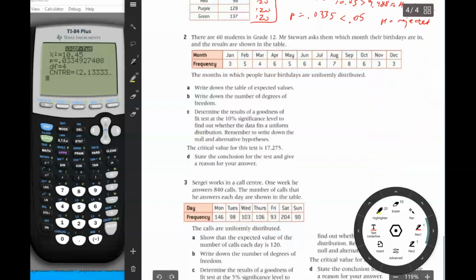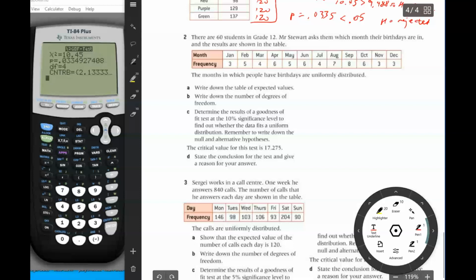Okay, let's go to number 2. There are 60 students in grade 12. Mr. Stewart asked them which month their birthdays are in, and the results are shown in the table below. So here is another distribution, which is just one row tall, and it's 1, 2, 3, 4, 5, 6, 7, 8, 9, 10, 11, 12, the number of months in a year, wide. So the months in which people have birthdays are uniformly distributed. Write down the table of expected values.